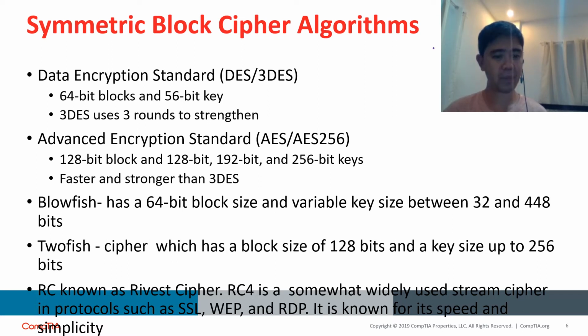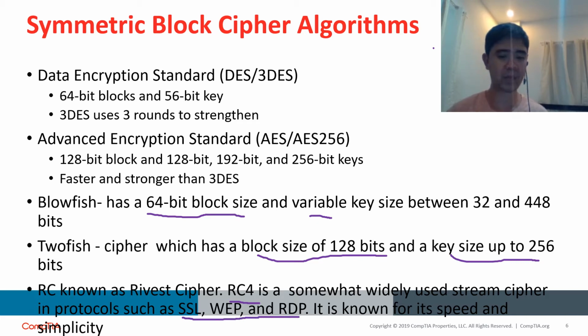Meron din tinatawag na Blowfish. 64-bit block size, and has variable key sizes between 32 to 448. After Blowfish, ang sumunod ay itong Twofish, which has 128-bit block and the key size is up to 256 bits. And then another symmetric cipher is the RC, Rivest cipher. RC4 is a widely used stream cipher, ginagamit sa SSL, WEP for wireless, RDP which is the remote desktop protocol. Kilala ang RC for its speed and simplicity.